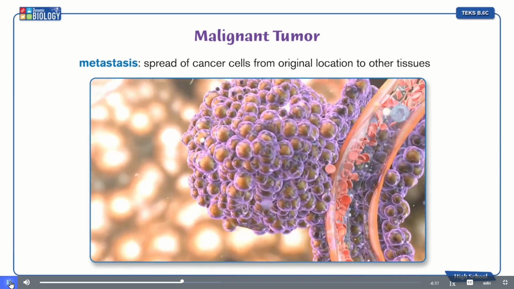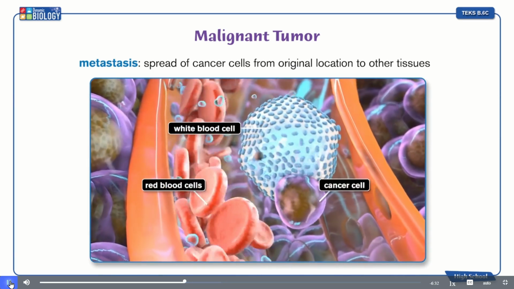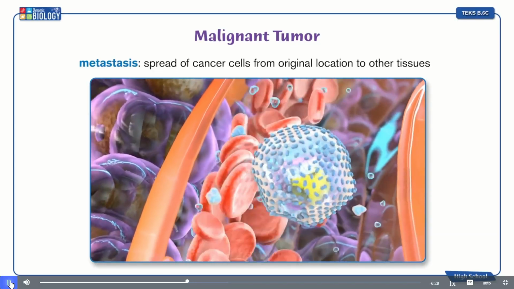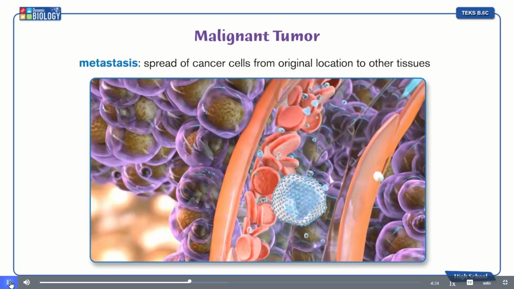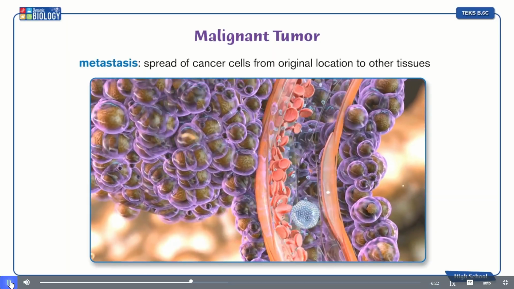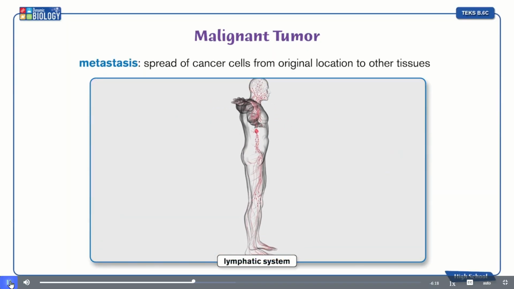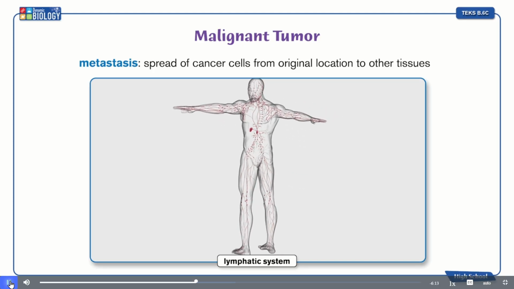In this video, the cancer cells are leaving the tumor and traveling through the blood to another organ of the body. Some cancer cells may be engulfed by white blood cells and die, but other malignant cells will continue to move through the blood to other tissues. Malignant cells may also move through the lymphatic system to other tissues.